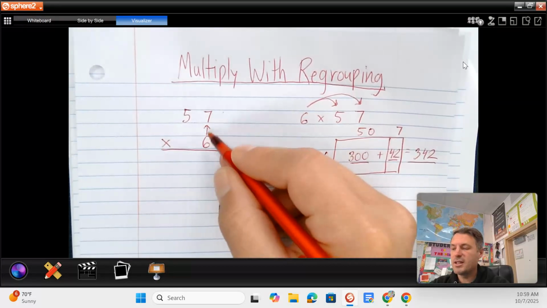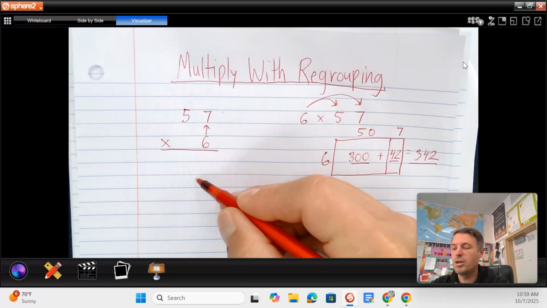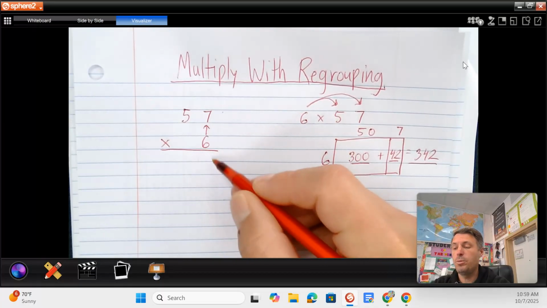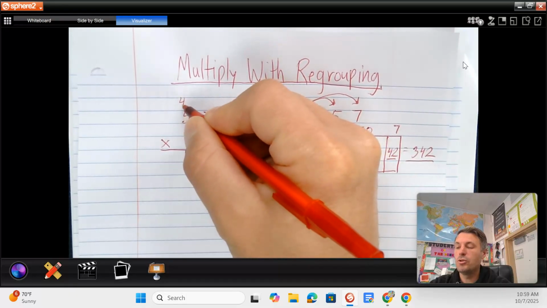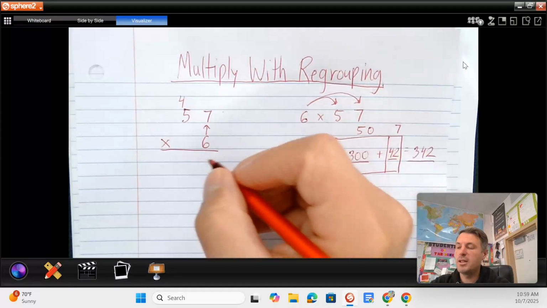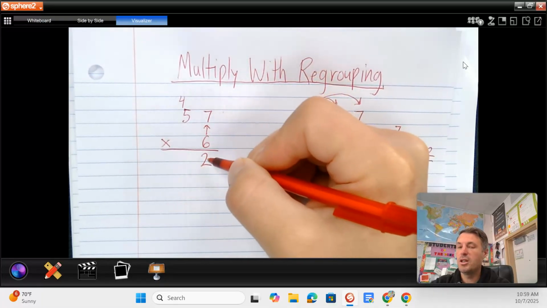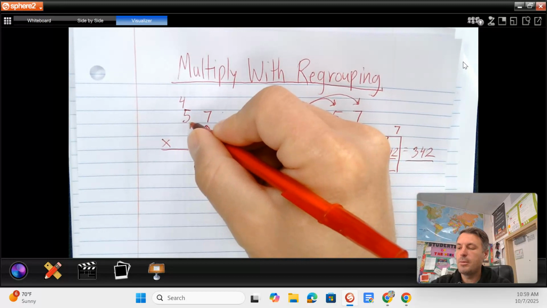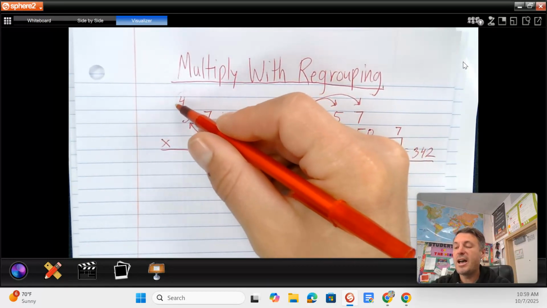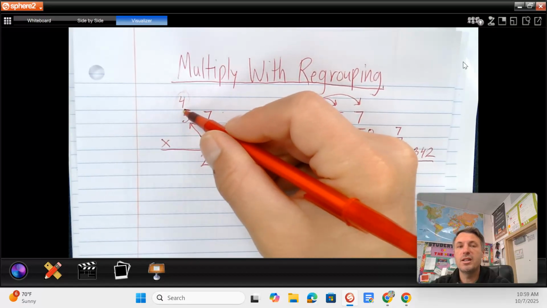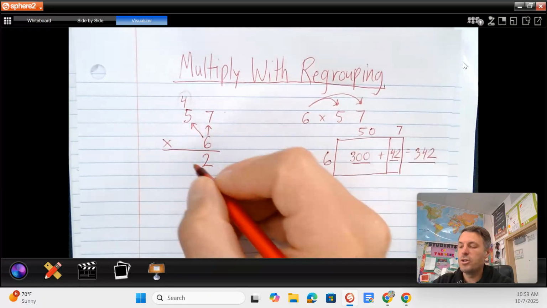So notice 6 times 7 is 42. That's a two-digit number, and we can't fit both of those digits in this one place value position right here. So what we do is we put the 4 in 42, we carry it up above the tens place, and we put the 2 right here. So 6 times 7 equals 42. And then we do 6 times 5, and this part's important. You do 6 times 5, that's 30, and then you add what you carried above the tens place. So 6 times 5 is 30, plus that 4 is 34.